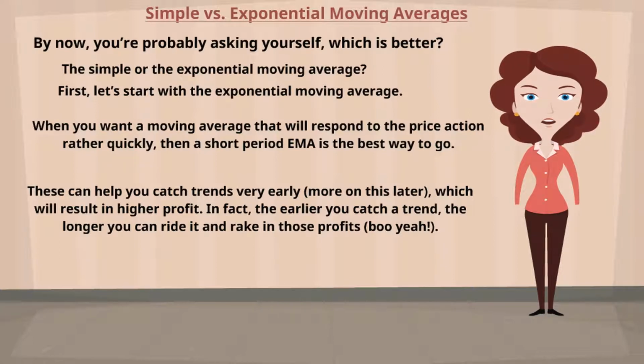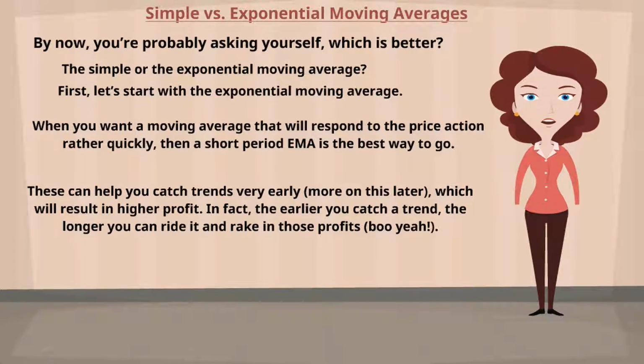First, let's start with the exponential moving average. When you want a moving average that will respond to the price action rather quickly, then a short period EMA is the best way to go. These can help you catch trends very early, more on this later, which will result in higher profit. In fact, the earlier you catch a trend, the longer you can ride it and rake in those profits.